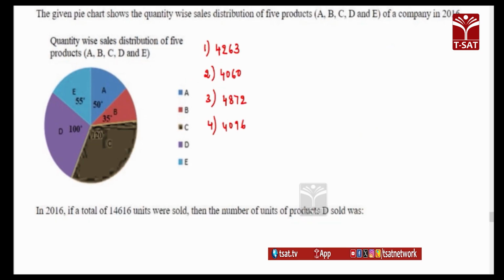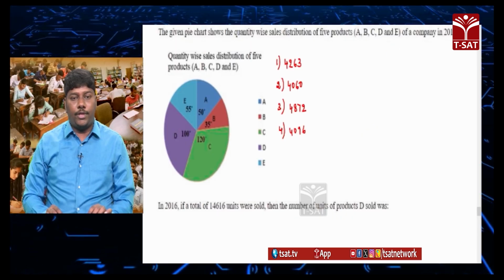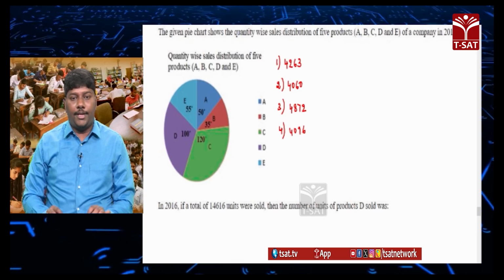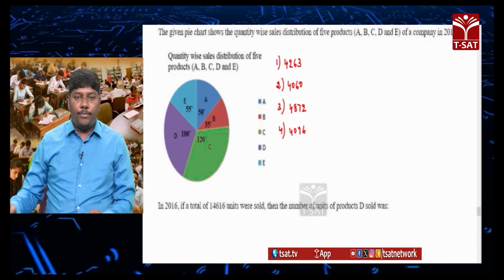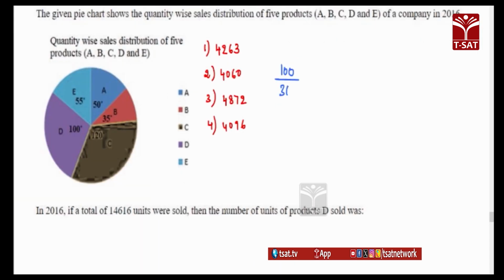The given pie chart shows the quantity wise sales. Again it is the same thing. In 2016, if the total of 14616 units were sold, then the number of units of product D. Product D is actually 100 degrees out of 360 into 14616. Cancel 0 and 0.